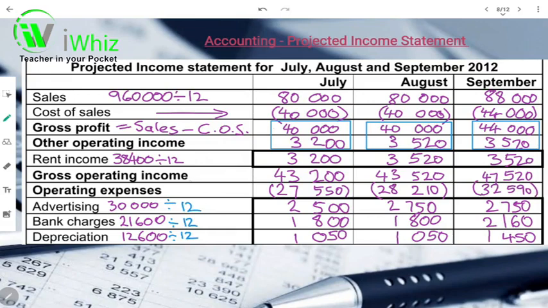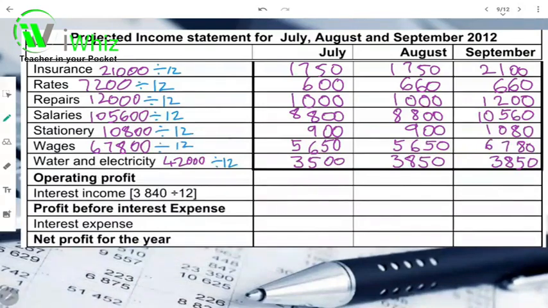Now, wizards, next we look at your operating profit. Your operating profit would be your gross operating income minus all of your operating expenses. 43,200 Rand minus 27,550 Rand for July, the month of July. We're working with those figures here. So 43,200 minus 27,550 Rand will give you an amount of 15,650 Rand.